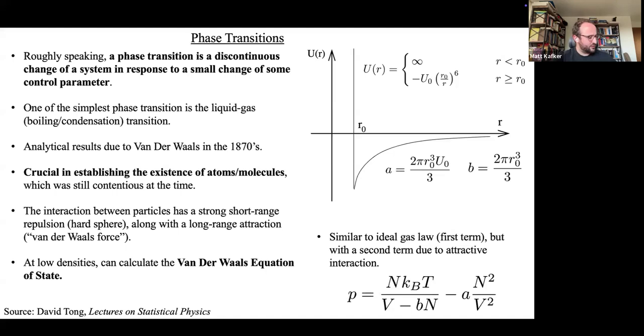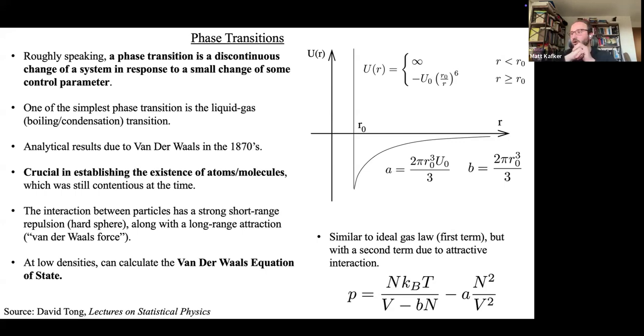Right. So now let's talk about phase transitions here, just seeing how I'm doing on time. Okay. So roughly speaking, a phase transition is some discontinuous change in the system in response to a small change of some control parameter. So the simplest phase transition is the liquid-gas transition, also known as boiling or condensation. These are analytical results due to van der Waals in the 1870s. I've already mentioned him. And these results are significant primarily in that they were crucial in establishing that atoms and molecules actually exist. So again, even 150 years ago, a lot of people were not convinced that atoms and molecules actually exist.